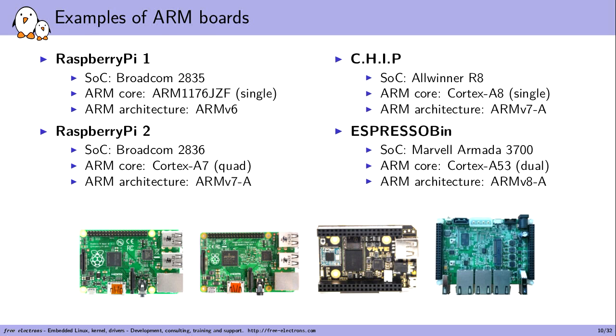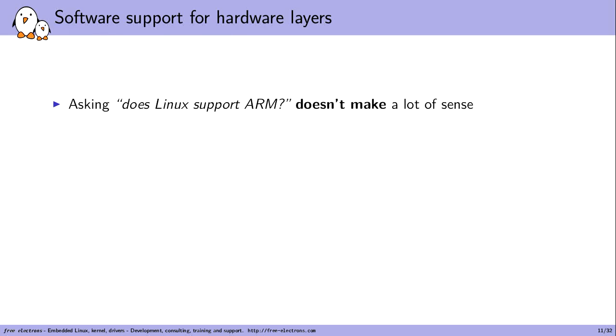So as you can see, each time we have the architecture specification, the core of the SoC, and the actual hardware platform. Sometimes, especially as part of my work on Buildroot, I support lots of newcomers in the ARM and embedded world, and they ask, is there support for ARM in Linux, or is there support for ARM in Buildroot, or is there support for ARM in this or that? It doesn't make a lot of sense, because you have to be much more specific than that. Which SoC are you talking about? Which actual board are you talking about?